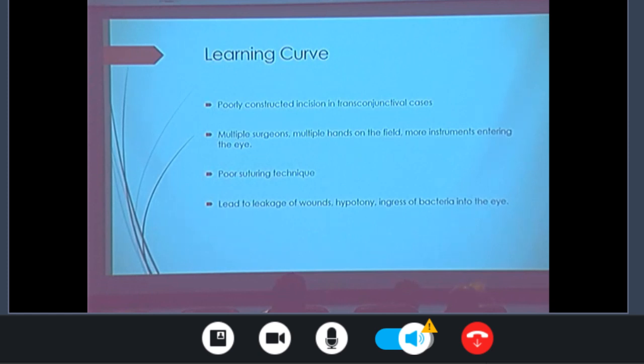So also, we have to take into account that at learning centers, there are multiple surgeons touching the eye or involved in the surgery. There are multiple hands on the field, and that means more instrumentation entering and exiting the eye. Also, many residents and fellows have not developed their suturing techniques, so this could lead to leakage postoperatively, to hypotony, and, as we've spoken in the previous examples, the ingress of bacteria into the eye.